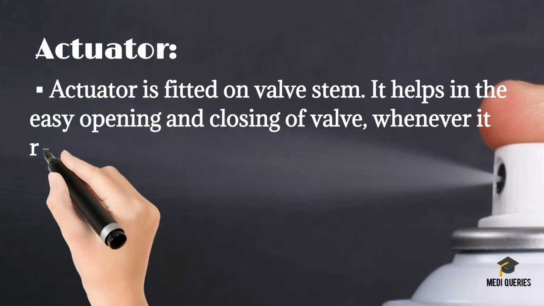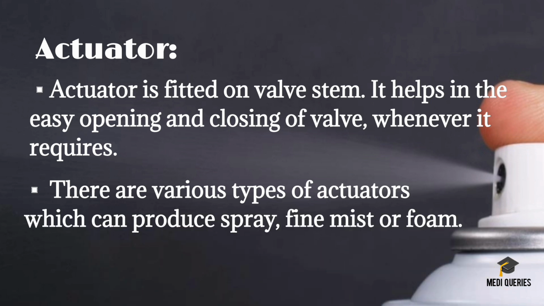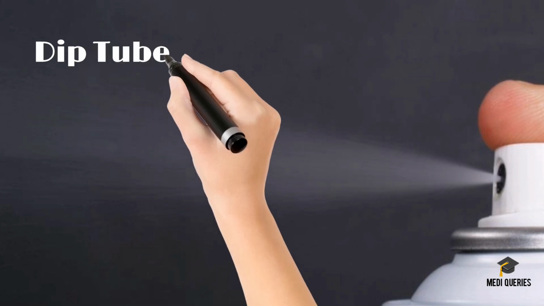The actuator is fitted on the valve system. It helps in the easy opening and closing of the valve whenever it is required. There are various types of actuators which can produce spray, fine mist or foam. Next one is the dip tube.